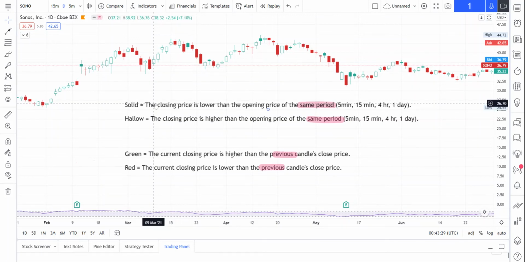Hello everyone. Today we're gonna talk about Hollow Candlestick and how to read it. Hollow Candlestick gives us lots of useful information, so it's better to know how to read it.